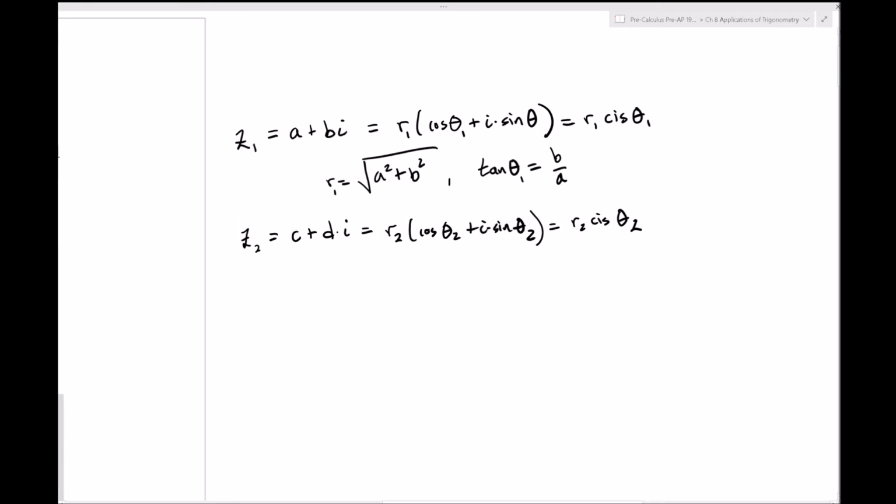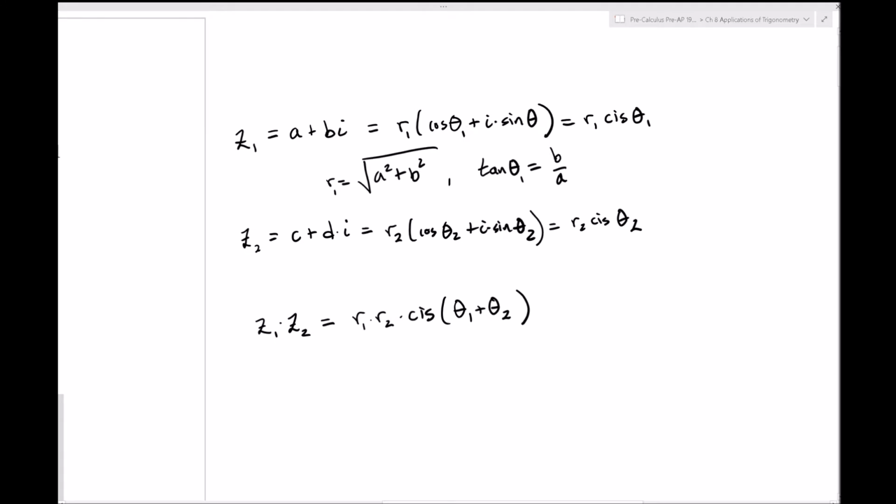How do I multiply these two? If I multiply Z1 and Z2 together, the shortcut is you multiply the moduli. So R1 and R2 get multiplied. The two moduli, which I think is the proper plural form of that. So R1 times R2. And then this is going to end up equaling CIS of, you add the two angles, theta 1 plus theta 2. So those two will get added to each other.